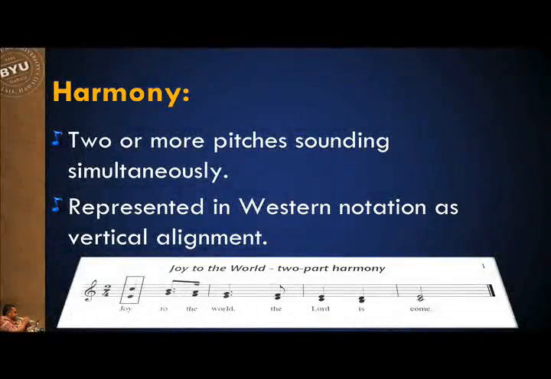Now, compare that idea to the idea of harmony, which is 2 or more pitches sounding simultaneously. You hear them at the same time. It's not one after the other. This is represented in Western notation as vertical alignment. Here's our example of Joy to the World in 2-part harmony. As you can see in the box over the word joy, there's not just one note for the word joy, there are 2. These particular parts would be labeled as soprano and alto parts. So there's our idea of harmony, and we'll talk much more about that.